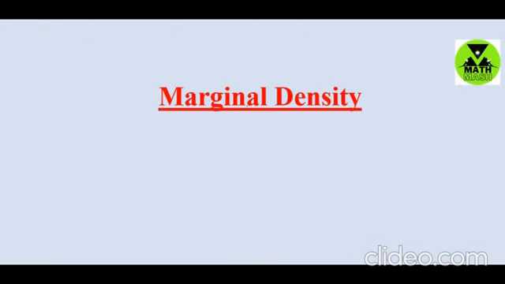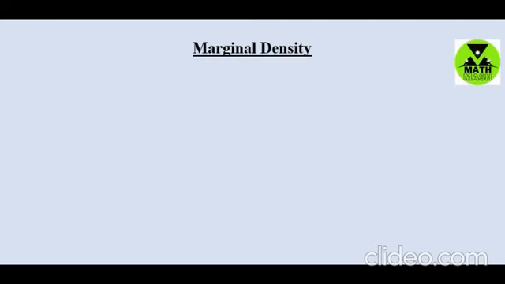Okay, now coming to the concept of marginal densities. Marginal densities are basically the individual densities of the random variables x and y. So we'll start with the marginal density. Again, we have both the cases, discrete and continuous, when x and y both are discrete and when x and y both are continuous.